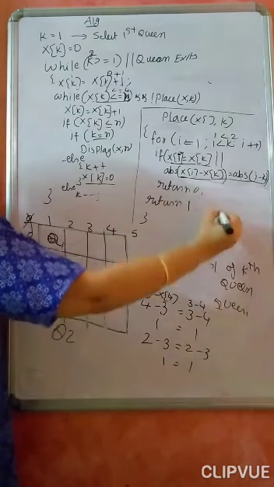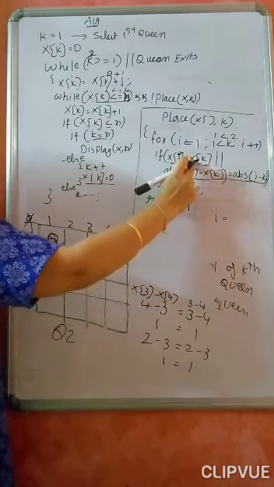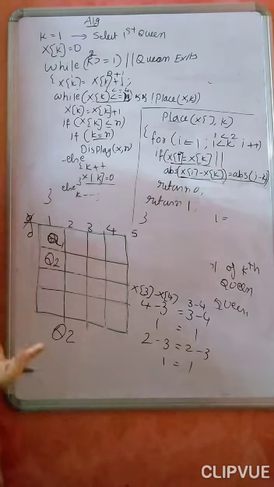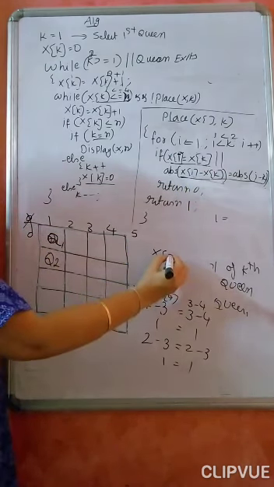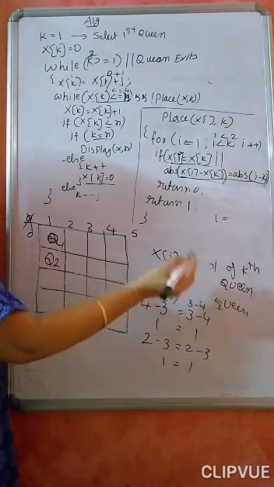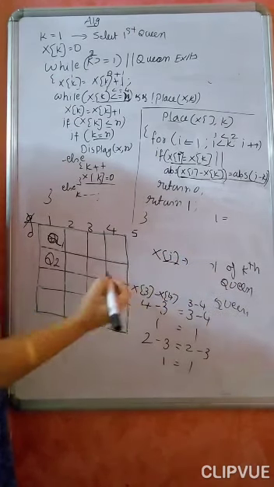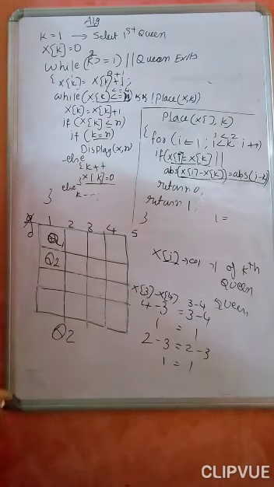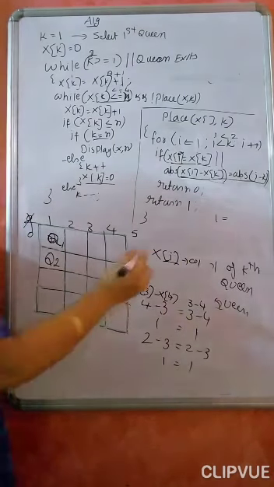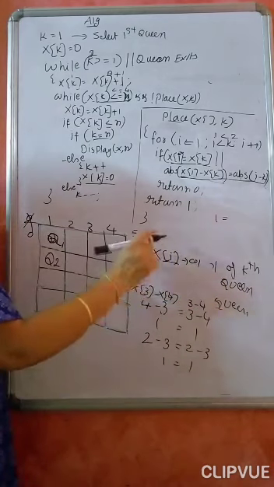It is 1. So 1 is equal to x of 2. Where is the second queen placed? As I already told you, x of i represents the column where the ith queen is placed. Okay, that is x of i.